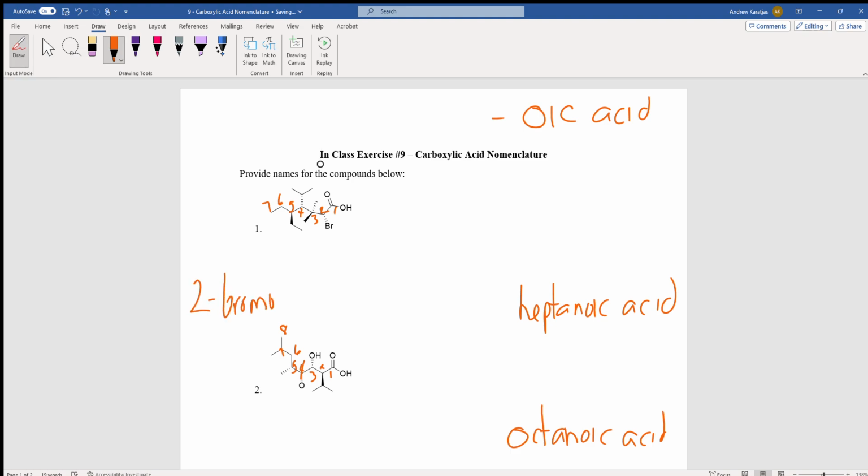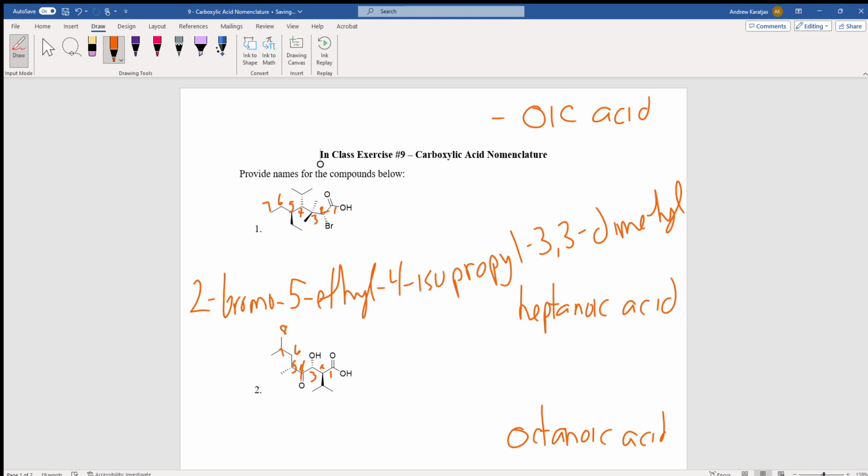2-bromo. Next would come our ethyl group, which is at carbon 5. We have an isopropyl at 4. And then on carbon 3, we have that pair of methyl groups. So 3,3-dimethyl. Finally, we have a couple of stereocenters. We have a chiral carbon here at 2, as well as 4.